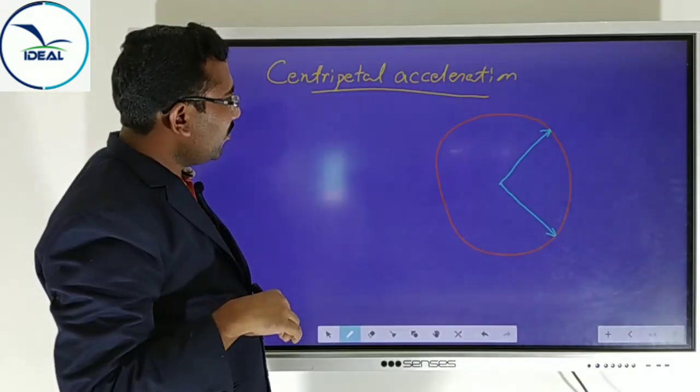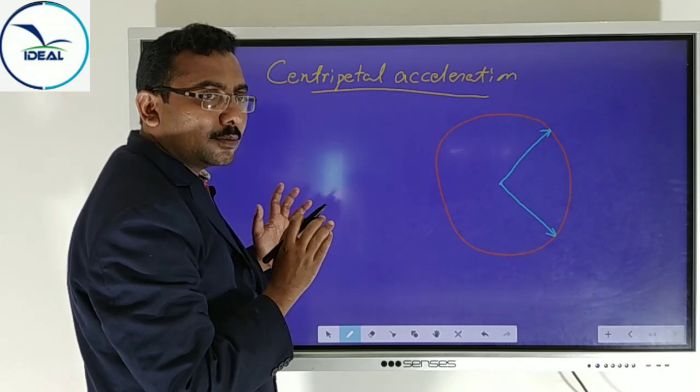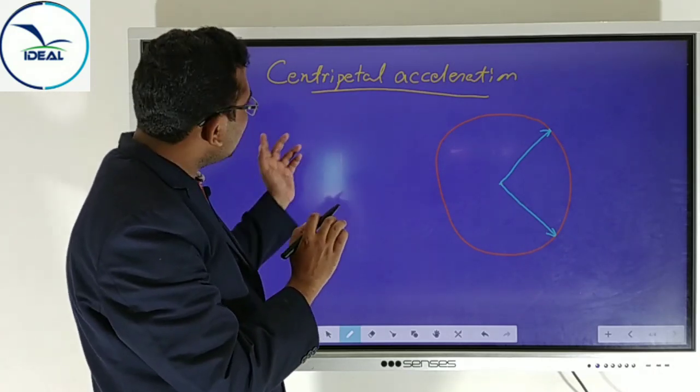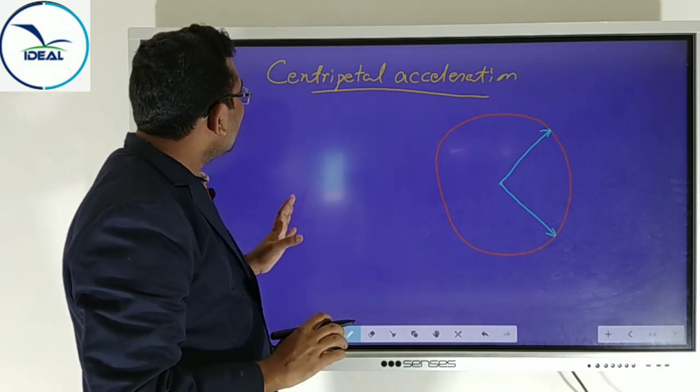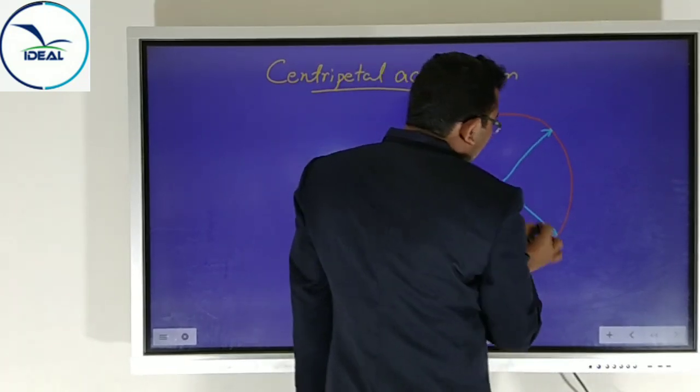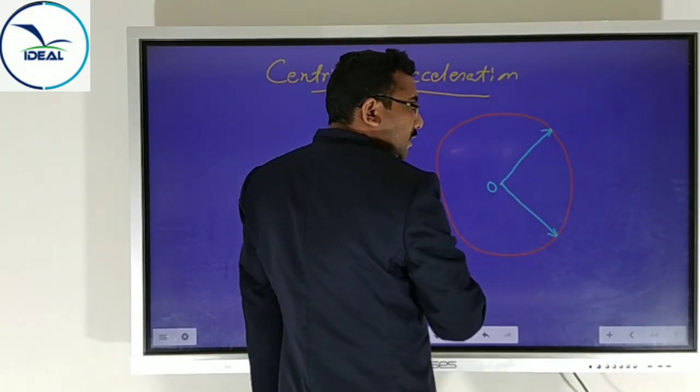Please note how we write the figure. Figure score more mark than derivation. That is the importance of this diagram. Okay. Thus, a body in circular motion.